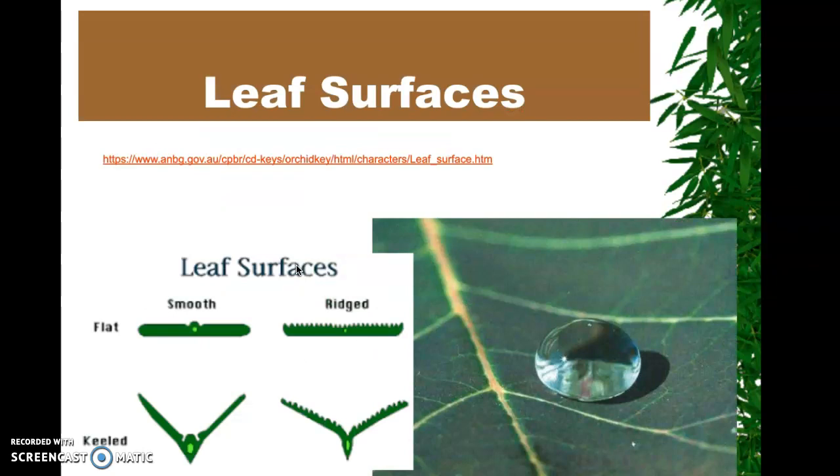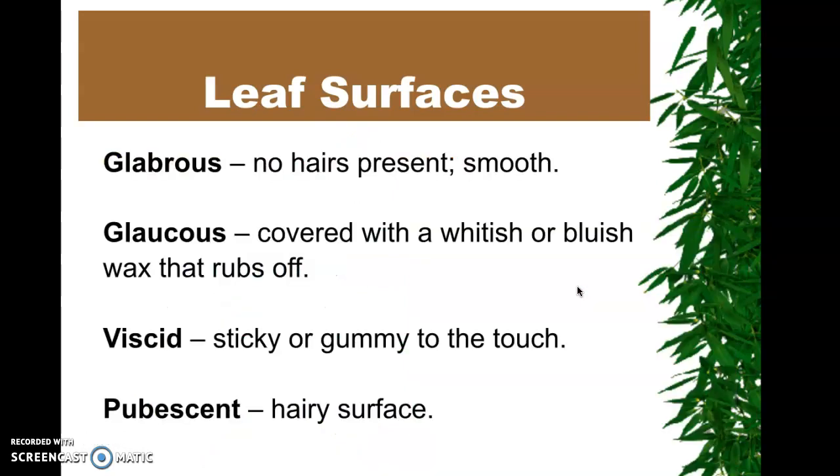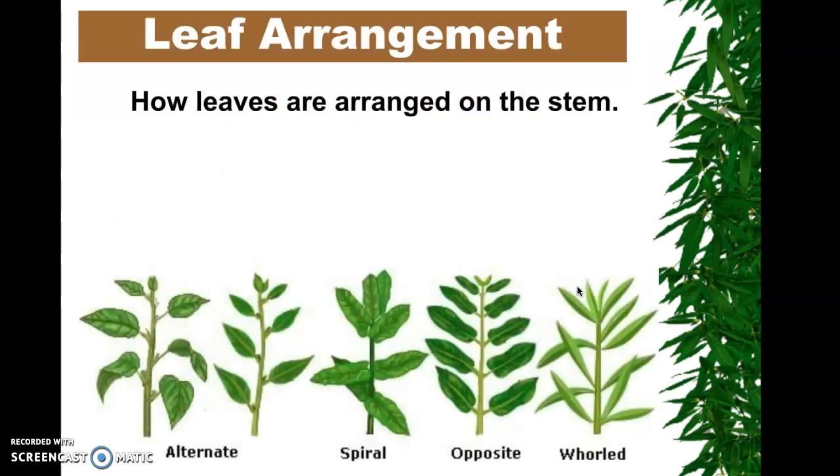Leaf surfaces, it's exactly what it is. It is the surface of the leaf. This one's not too important other than there's lots of different kinds. You have access to this link, but there's hairy, there is smooth, there is rigid, so there's lots of different surfaces of leaves out there. So, there's more. Pubescent, viscid, glossous, glabrous, lots of different terms out there for leaf surfaces. But just so you know that those are out there, but not as important as this next one.